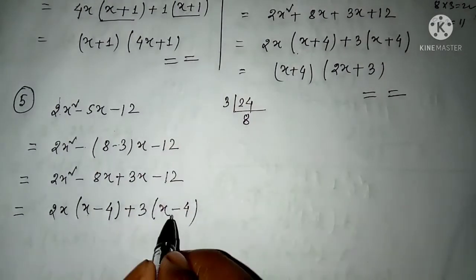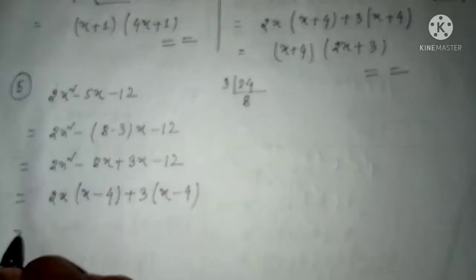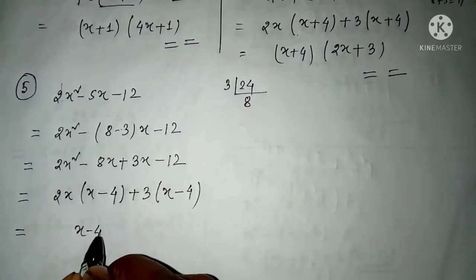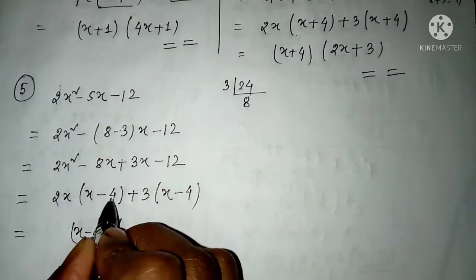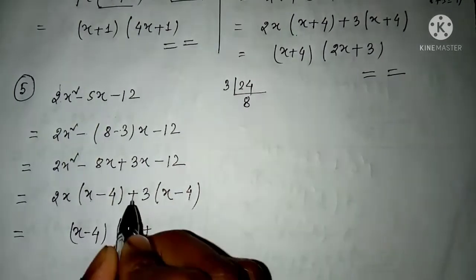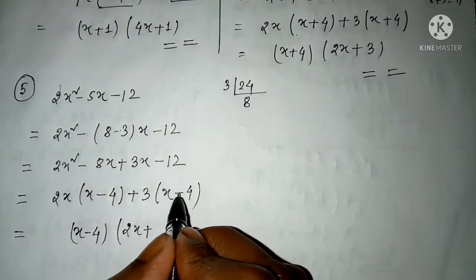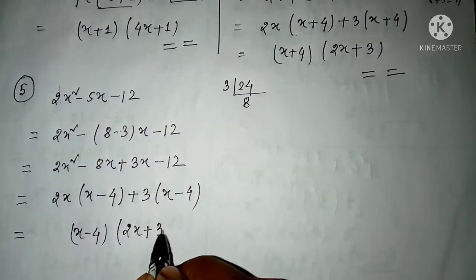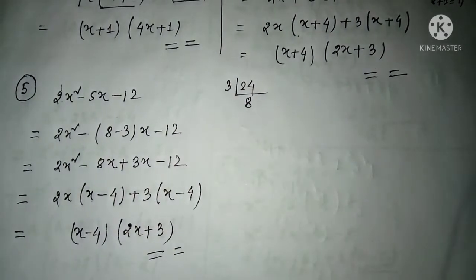Now see, x minus 4, these two are matching. Then you write x minus 4. From here x minus 4 is taken out, so 2x will remain here, then plus. From here also x minus 4 is taken out, so 3 will remain. So this is your x minus 4 into 2x plus 3. So this is our answer to the fifth question.